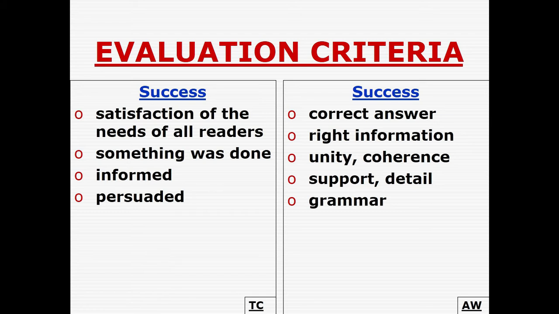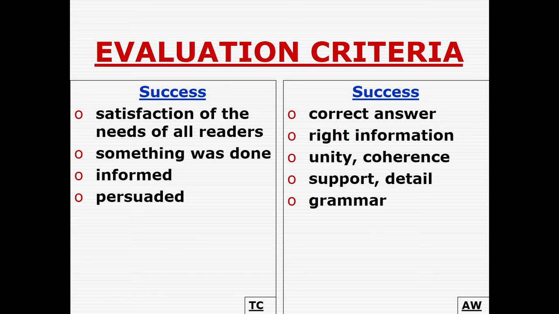For evaluation criteria, the success of technical writing is based on the satisfaction of all readers. Something was done, and you have to inform and persuade the people. When it comes to academic writing, the criteria are correct answers, right information, unity, coherence, support, detail, and more on grammar.